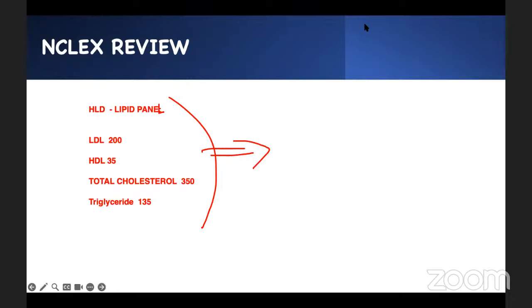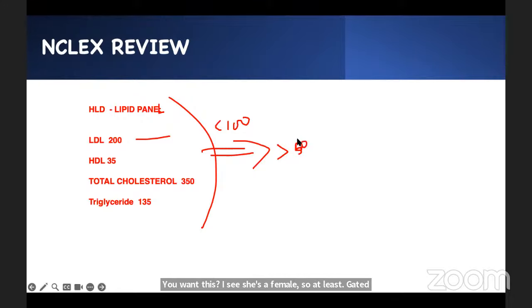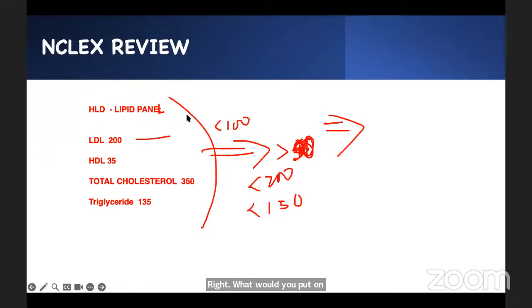So cholesterol, we want it to be less than 200. We want the LDL to be less than 100. And the HDL, if she's a female, should be at least greater than 50; 45 is good. I'll put 45 there. And then total cholesterol less than 200, and triglyceride less than 150. So what would you put her on to fix this problem? You put her on a statin.